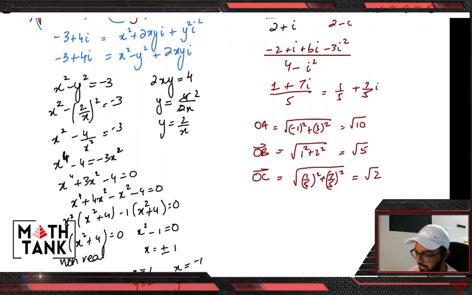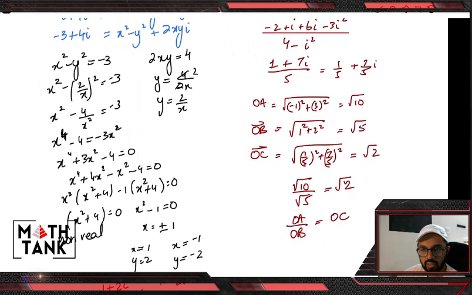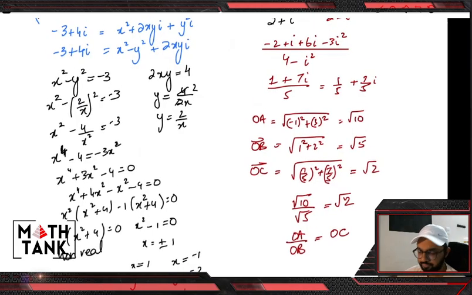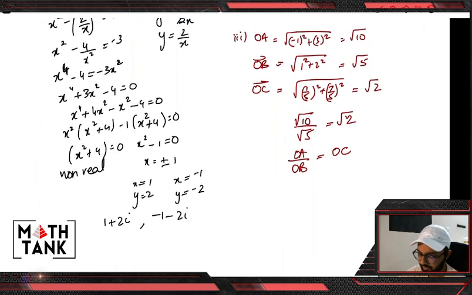So I can see that there's a relationship: when you divide root of 10 by root of 5, you get root of 2. So root of 10 was OA, root of 5 is OB, and that's OC. So I've come up with the relationship. There's no other solution to this question. That is how it's supposed to be solved. So that's part C that I've solved here.